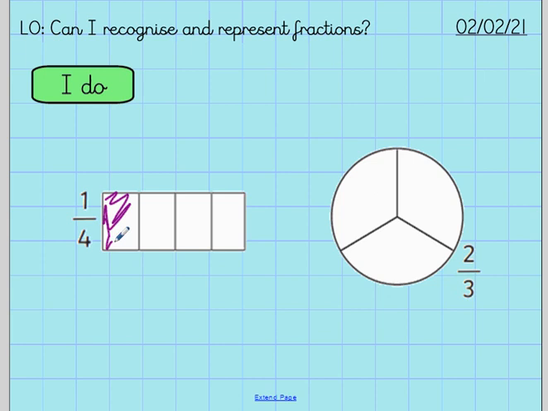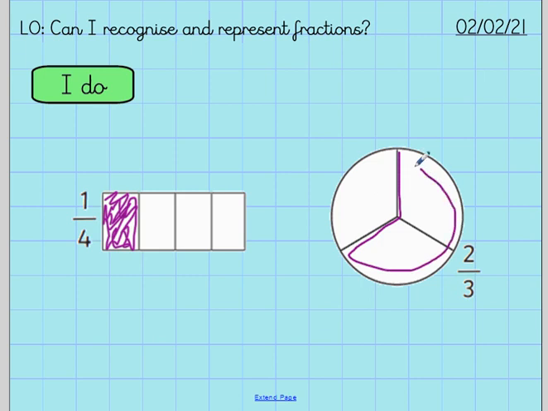So I would shade in this one here, okay, and that is 1 out of the 4 shaded. This time the denominator is telling me that there are 3 parts, okay. We're interested in 2 of those parts this time. So it might be these 2 here.